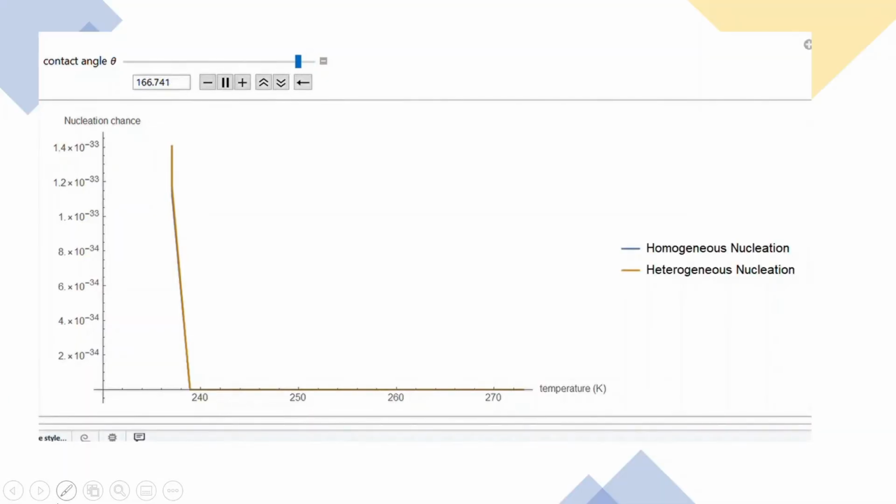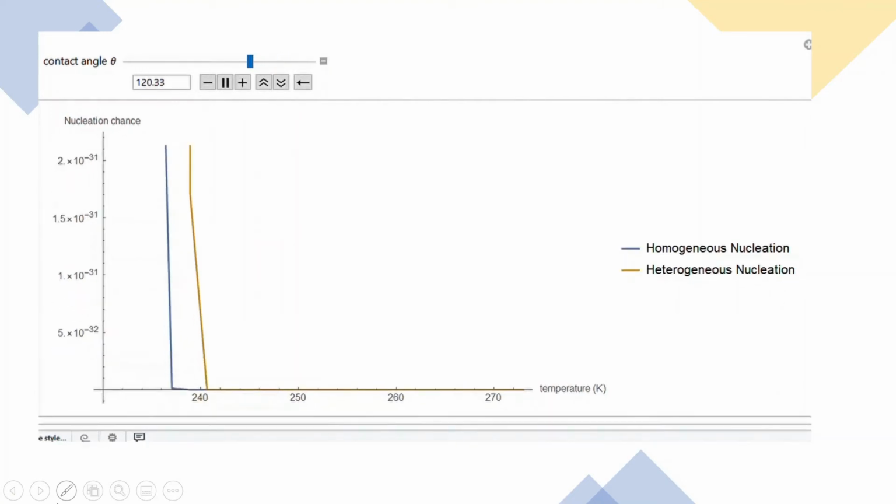Here we can see how the heterogeneous nucleation has a higher chance of forming a crystal than homogeneous nucleation, especially at low contact angles.